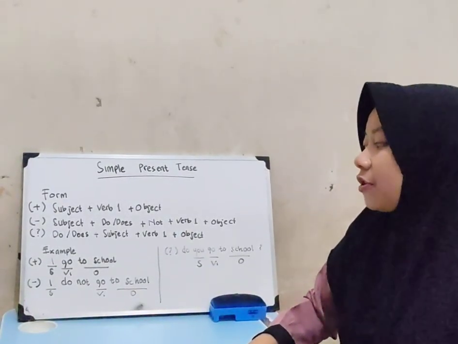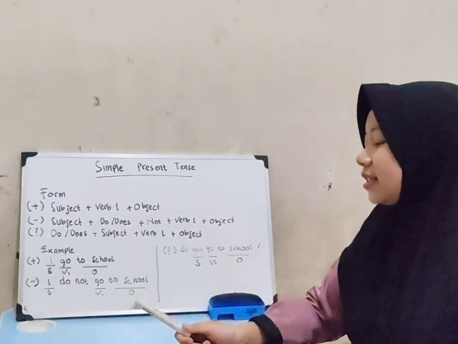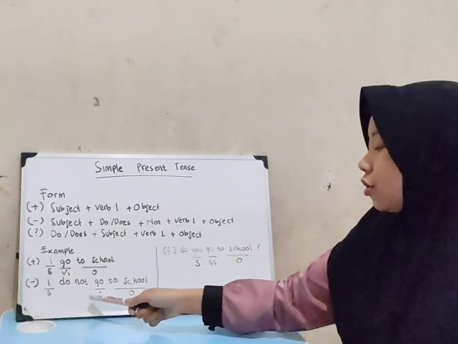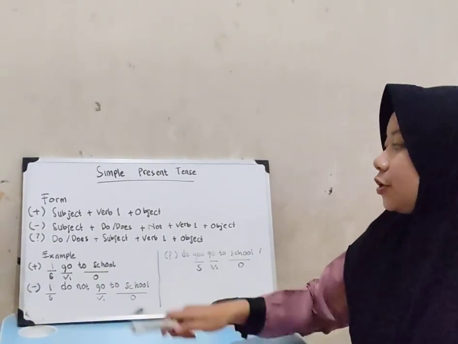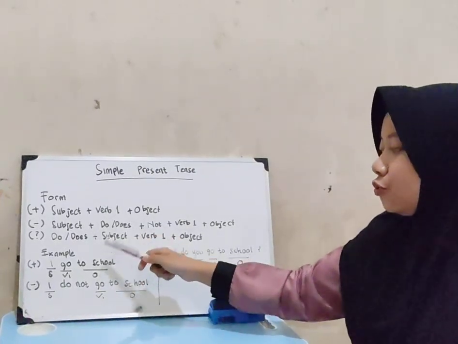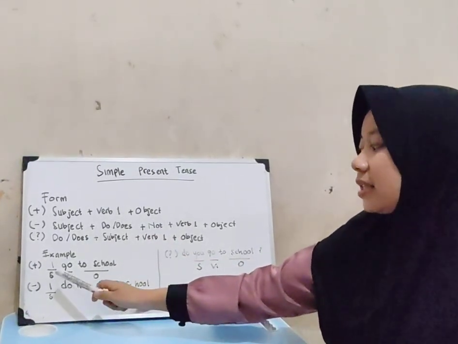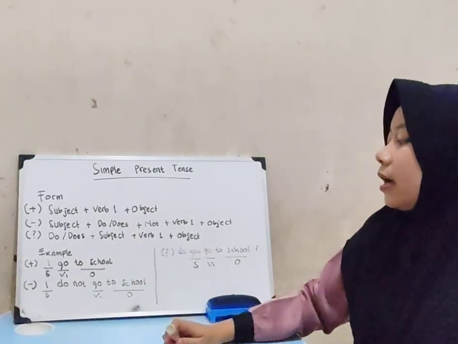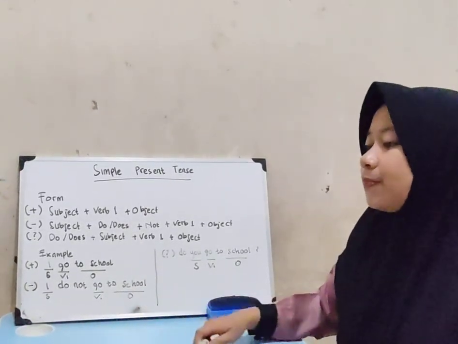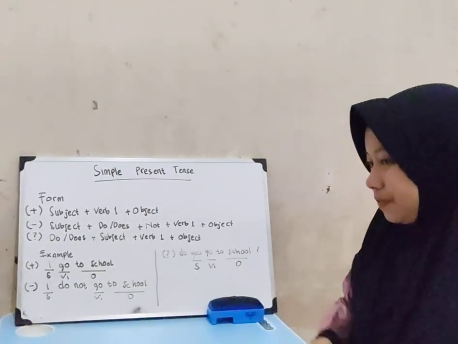And next is for negative. I have a sentence: I do not go to school. I is the subject, so we use do. Why do we use do? Because the subject is I. So next is not here, and go is verb 1, and to school is the object.